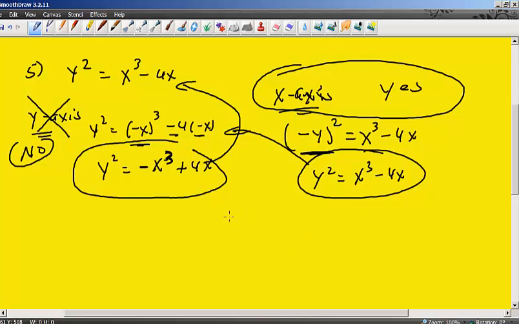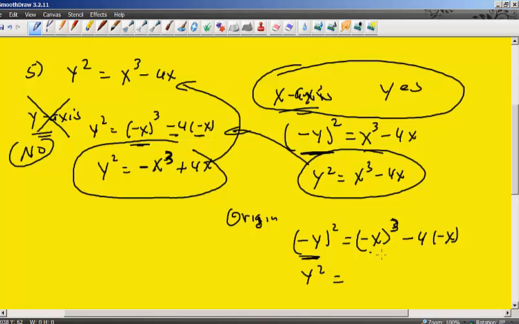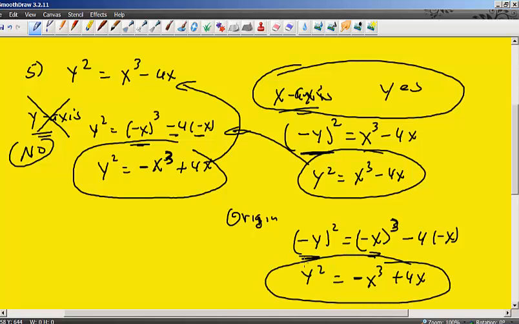We have to check the origin also. We're going to replace both x and y this time. So negative y quantity squared is equal to negative x to the third minus 4 times negative x. Well, this becomes positive, so that's good. But this does not, so we have negative x to the third plus 4x. This is not the same as that original one, so we say no to the origin. So no to the origin, no to the y-axis, and yes to the x-axis. That's how we check for symmetry.